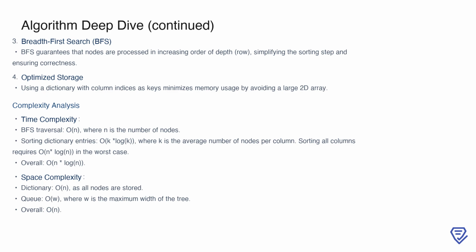For space complexity, the dictionary requires O(n) space to store all nodes, and the queue requires O(w), where w is the maximum width of the tree. Therefore, the overall space complexity is O(n), making this approach efficient in terms of both time and space usage.